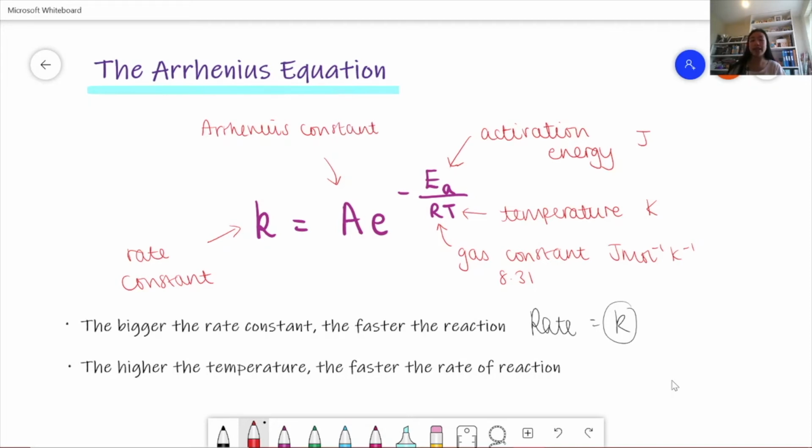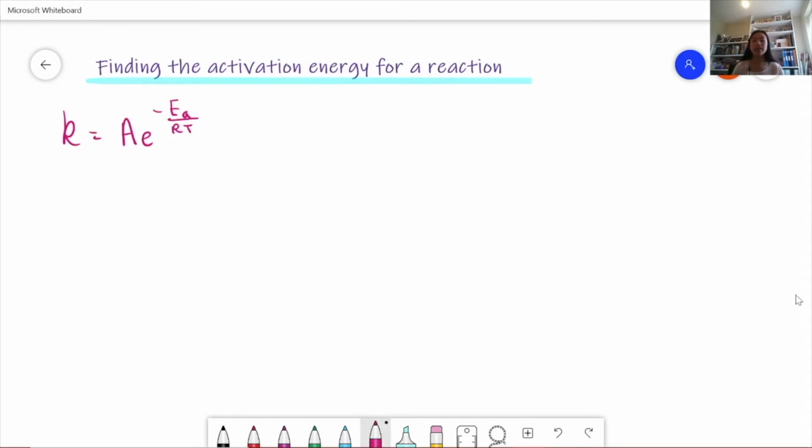And this has the same units as K, so it depends on the orders of reaction again. And then this E is a mathematical number, and this is the exponential. And this can be used on the calculator by typing in shift and then ln. So there are a couple of uses for the Arrhenius equation, and one of the uses is to find the activation energy for a reaction.